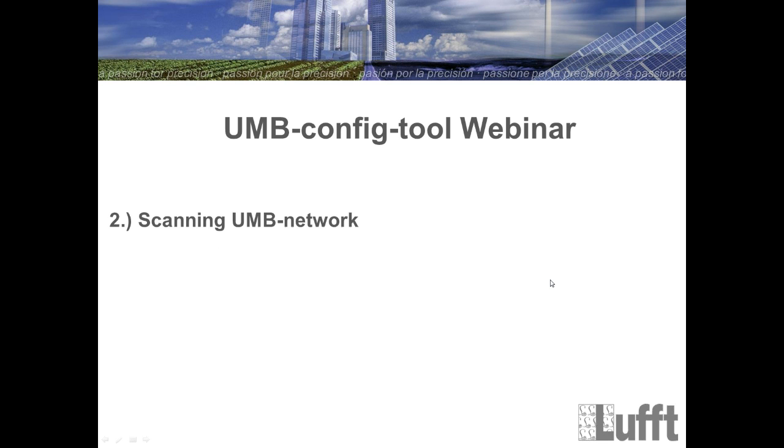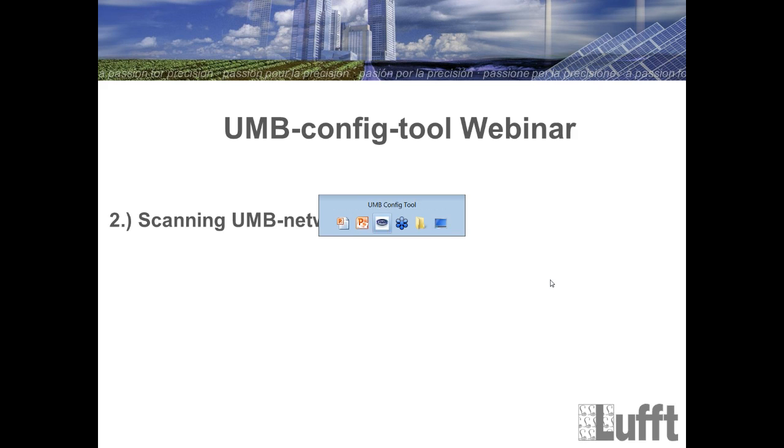So that was the installation and communication settings. So now we are talking about scanning the UMB network. All right. Always you connect the UMB config tool to a UMB station. Of course, the first thing you need to do is to scan the UMB network, because the software needs to know which sensors are installed on the station you are in front of. And I will show you how that works.